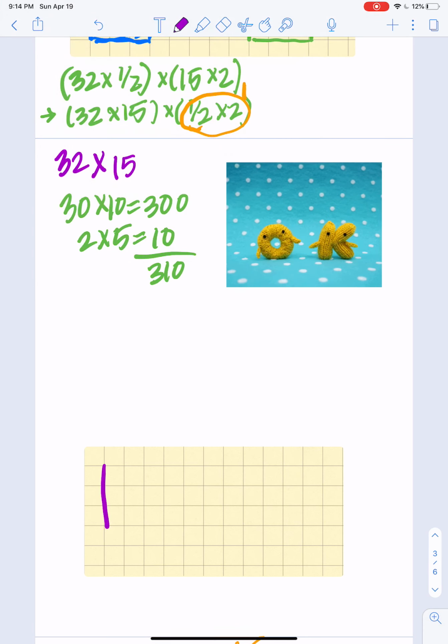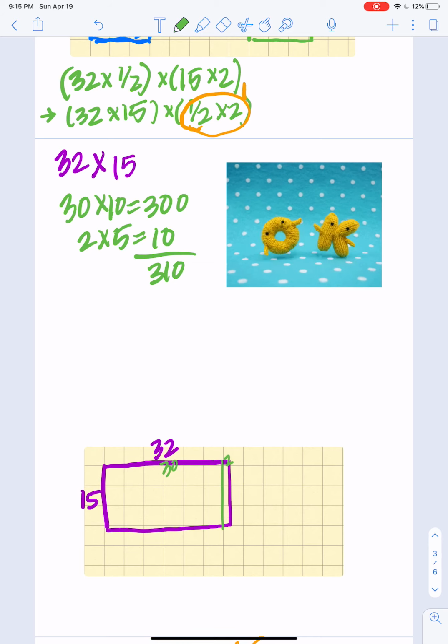Well, if I make my rectangle again, so there's 15. And here's my 32. If I think about the 30 and the 10, where are those dimensions? Well, the 30 perhaps is here, or this is 30 and this is 2. And the 10 comes from perhaps here, this is 10, this is 5. So the 30 by 10 is right in here. I'll highlight it in green. This is the 10 by 30, or the 300 square units.